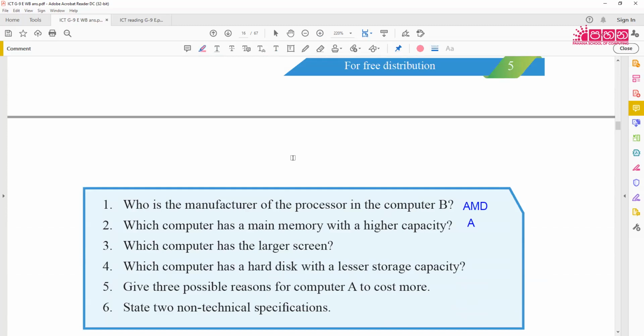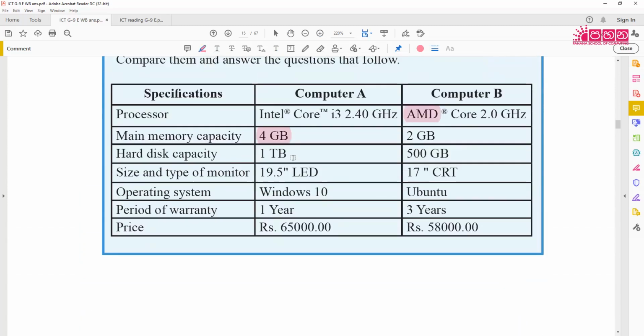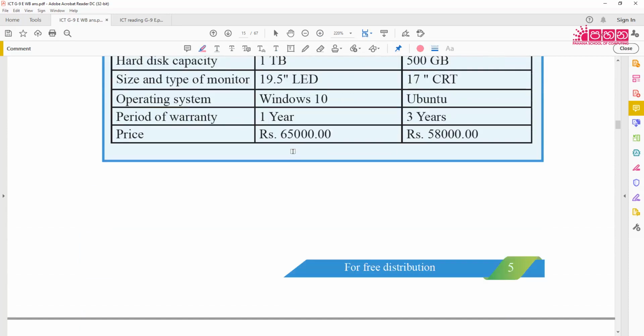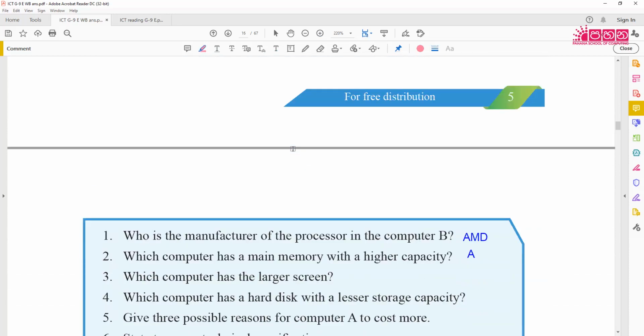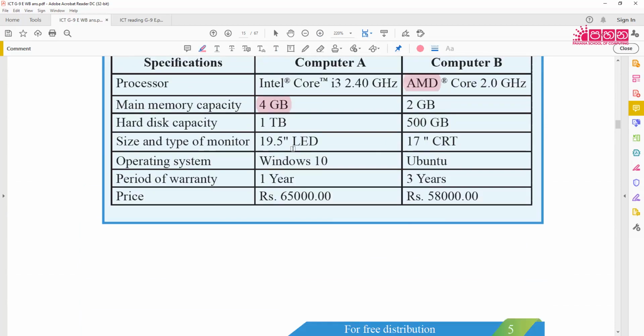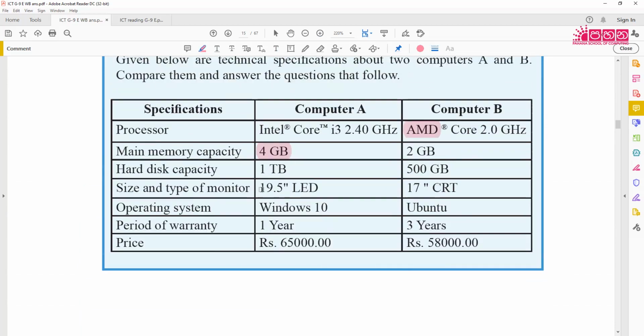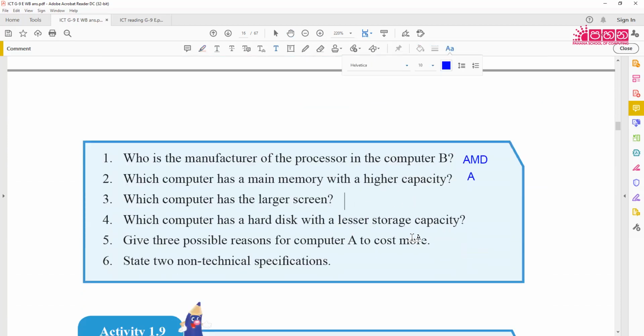Right, third question. Which computer has the largest screen? Senhiru? Which computer has the largest screen? Computer A. Yes, we have largest screen in computer A because it's 19.5-inch LED monitor. So it's computer A. So we can type the answer for that is A.